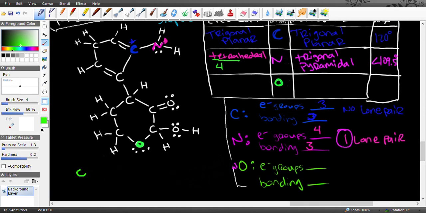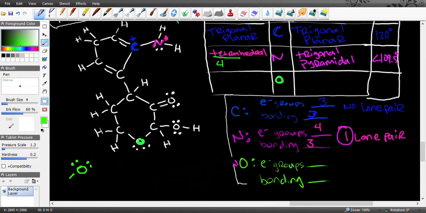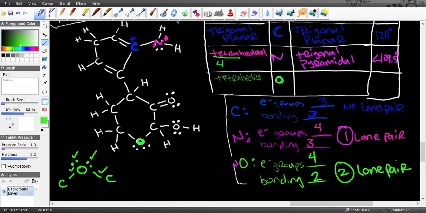So, okay. We're looking at this guy down here, right? This oxygen. Okay. So if we're looking at it, we have 4 electron groups, right? 1, 2, 3, 4. For bonding groups, we have 2, right? And then we have 2 lone pairs. Okay, so since we have 4 electron groups, we know it's going to be tetrahedral. And remember, the tetra means 4. That means there's 4 electron groups around the central atom.